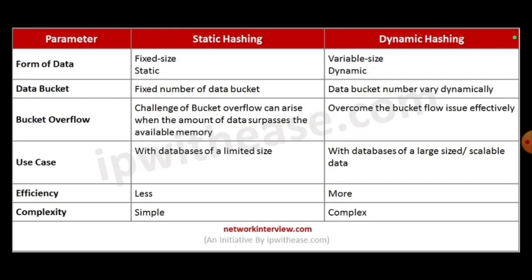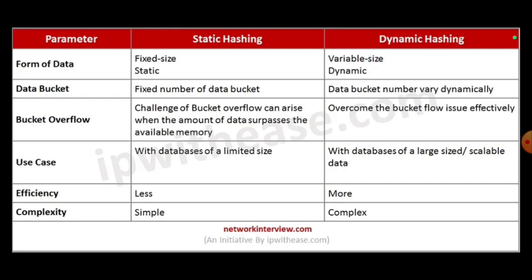The form of data where static hashing is used is fixed size. There should be a fixed size of data where we use static hashing, and if it's variable then we use dynamic hashing. Coming to data bucket, a fixed number of data buckets are there in static hashing, and in dynamic hashing the data bucket number varies dynamically.